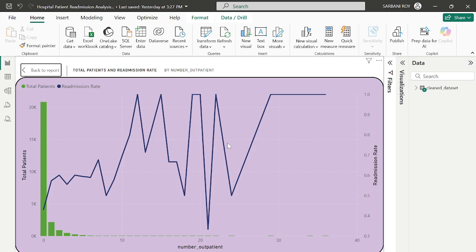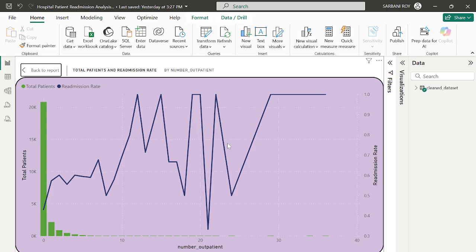Now the clinical interpretation here is, this chart tells us regular outpatient visits do not cause higher readmission. Instead, they reflect severe or chronic health conditions. Frequent outpatient visits are a warning sign that the patient is a high risk case. These patients need better diagnosis management, medication counseling, continuous monitoring, and potential home care or telehealth follow-ups.